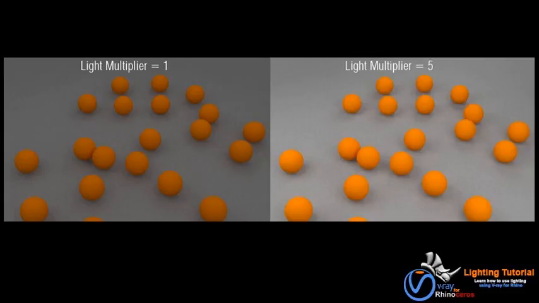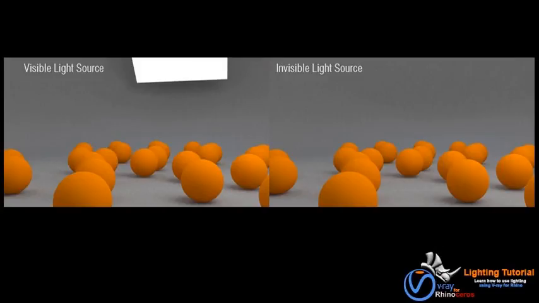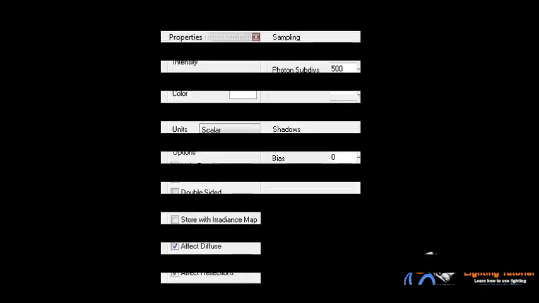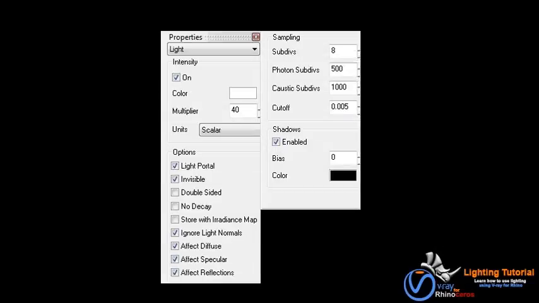We also want to ensure that the light is invisible, so we can see through it and see the exterior of our scene. In this case, we don't need to have the light be double-sided because we are only interested in focusing the light's energy to the interior of the scene. Visible light versus invisible light source. Notice the intensity doesn't change. One-sided light source versus double-sided. Below are the settings that I used for this scene, but note that your values may need to change depending on your particular scene.